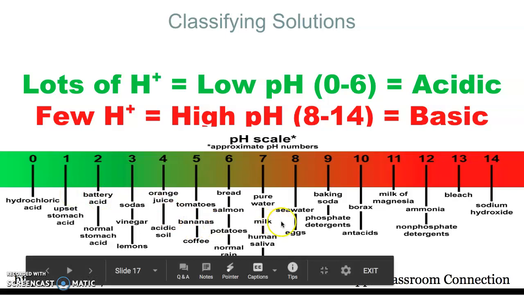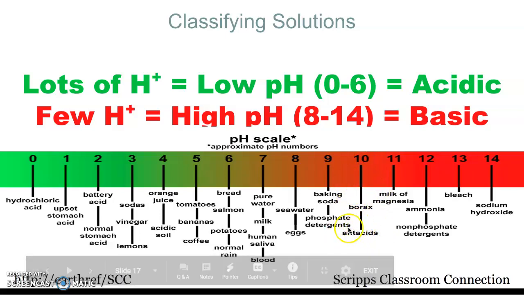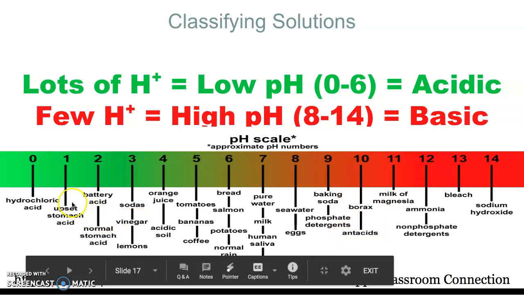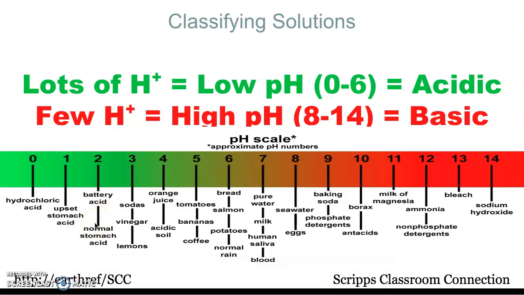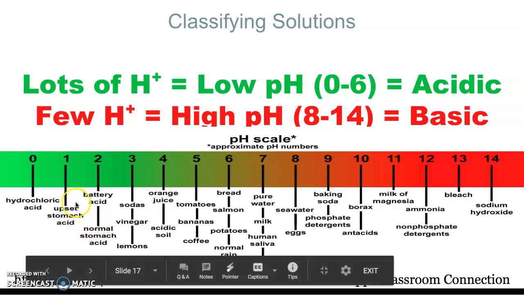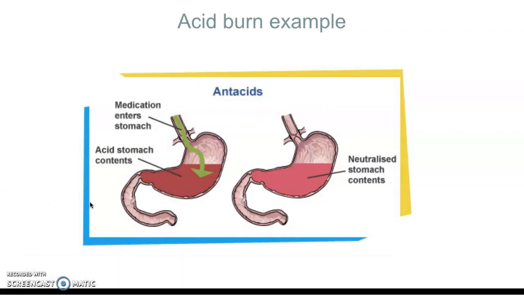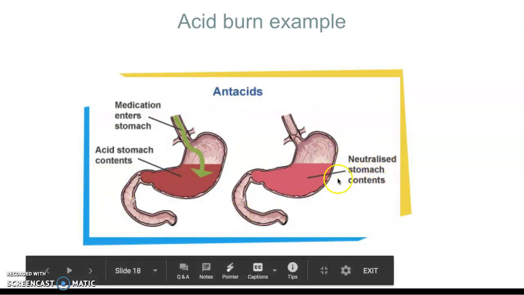So what really helps is antacids. It's a pretty strong base, a pH of 10. What this is going to do is push the pH towards normal, so somewhere around here. That's how antacids work, by increasing your pH. There you go, and it shows here neutralized stomach content in the presence of an antacid.